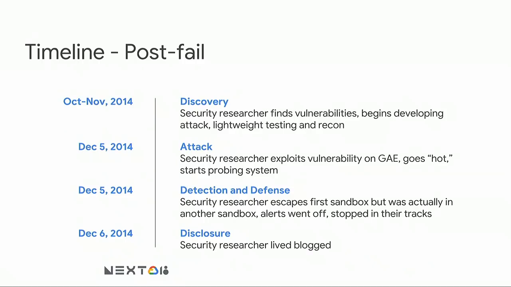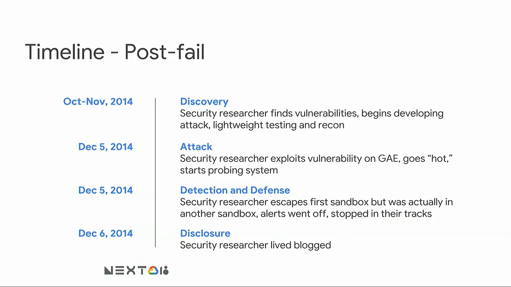But the other thing that was happening here, and this was the interesting part, is the next day, December 6th, the security researcher went on to the Full Disclosure security mailing list and said, hey everybody, I've been doing research on Google App Engine. I think I may have poked a little bit too far and gotten a little too aggressive because I got shut down. I got detected and shut down right away. And that was the point at which we realized, okay, now we know who was doing this and what their motivation was. Maybe they should come and talk to us. Maybe we should work together on dealing with and fixing these vulnerabilities.